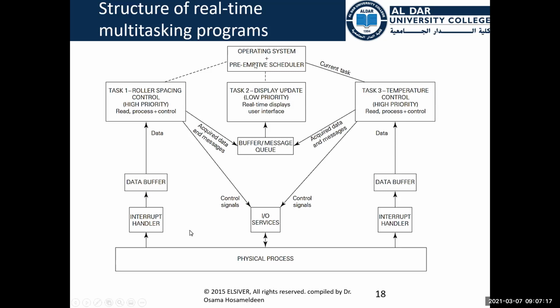Just to understand that the operating system controls the tasks and switching between tasks, and one of the tasks is displaying data. It is a one-way task, because data is coming from process 3 and process 1 to process 2, and this process 2 just takes this data and displays it to the screen.